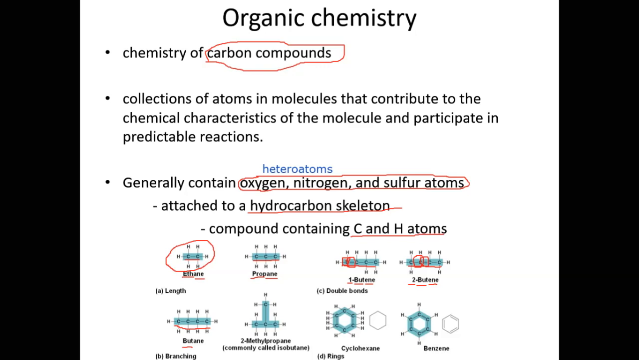We use the prefix but, but since they're all single bonds, we use the suffix -ane. So when you have double or triple bonds, if it's a 4 carbon chain or greater, you have to include the number of the carbon where the double or triple bond comes after.